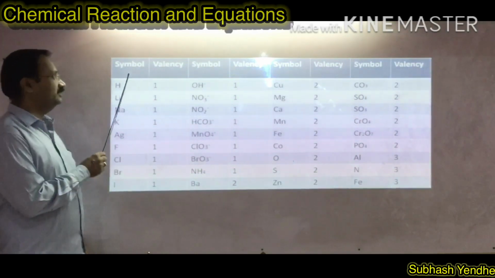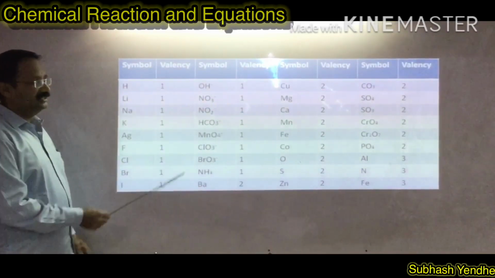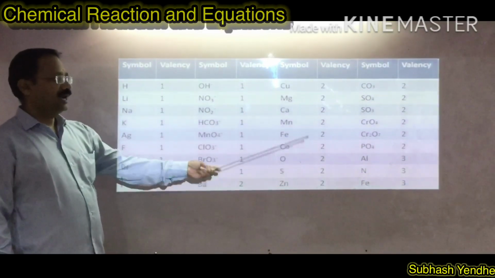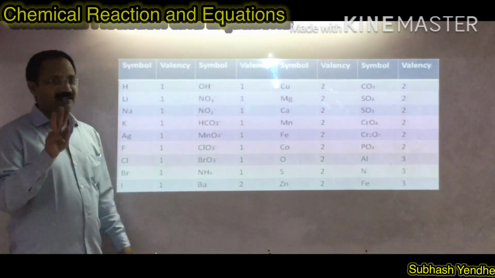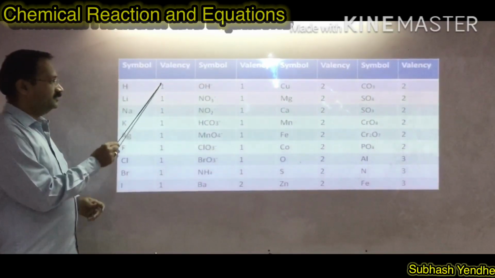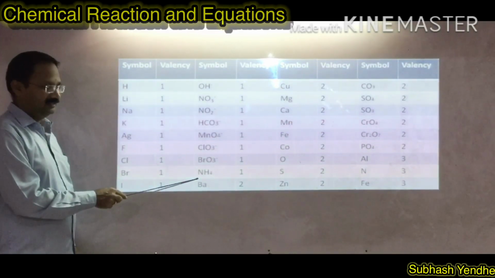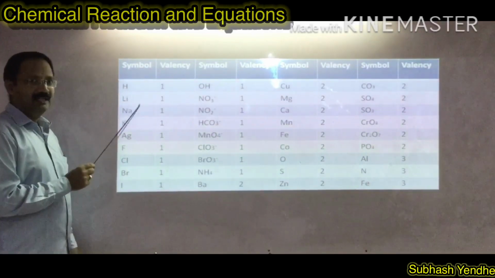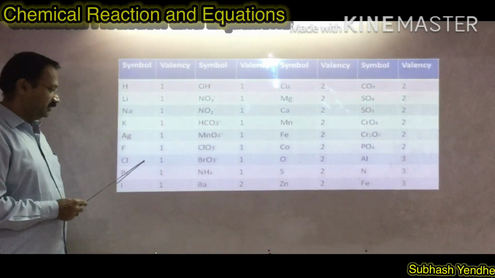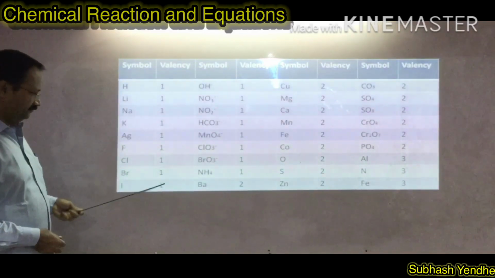I have written here the symbol and its valency. I have divided it into 3 parts: valency 1, valency 2 and valency 3. So there are only 3 valencies. First, the group which has valency 1: hydrogen, lithium, sodium, potassium, silver, fluorine, chlorine, bromine and iodine have valency 1.